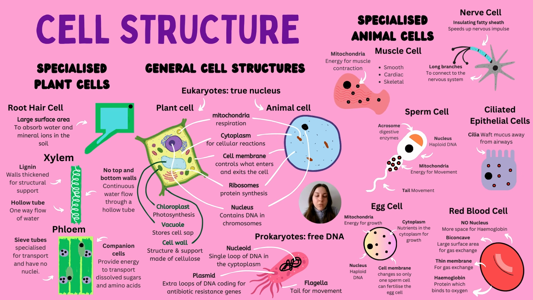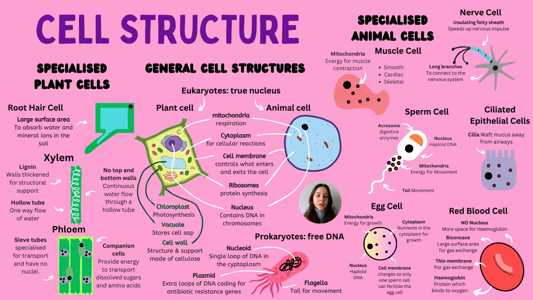We have the xylem, which is found in the stem and helps the movement of water throughout the plant. It's made of lignin, which essentially has thickened walls for structural support. They have no top and bottom walls, allowing that continuous movement of water through a hollow tube. That hollow tube allows water to move in one direction from the roots and above.